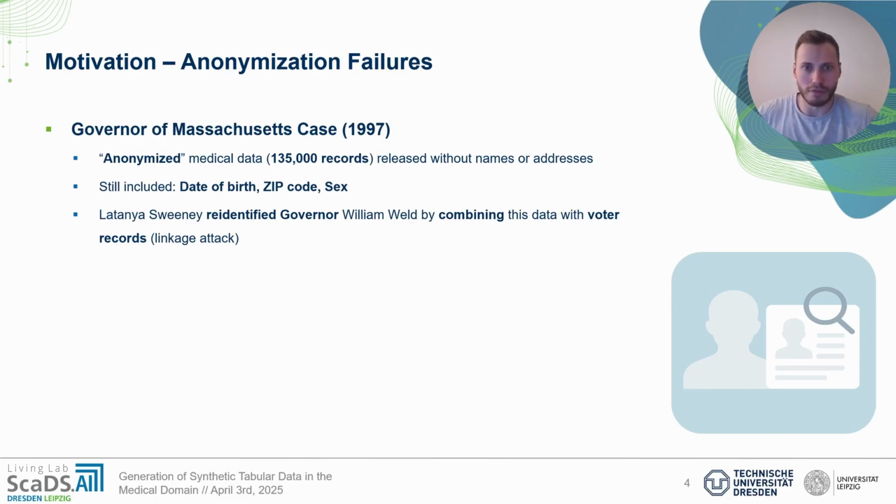For William Weld, who at that time was the governor, there was exactly one person with the same date of birth and zip code. So it was him. She actually mailed his records to him just to show that she had got it. So that was a big failure.